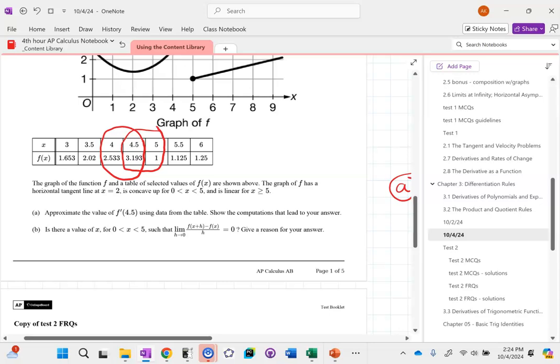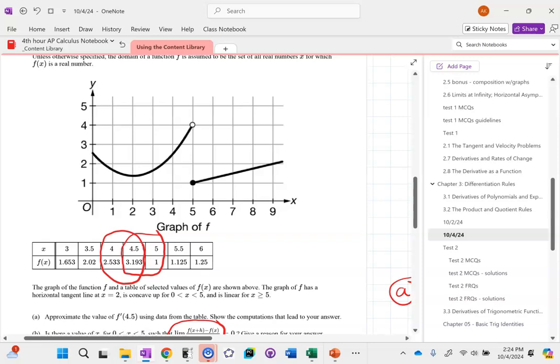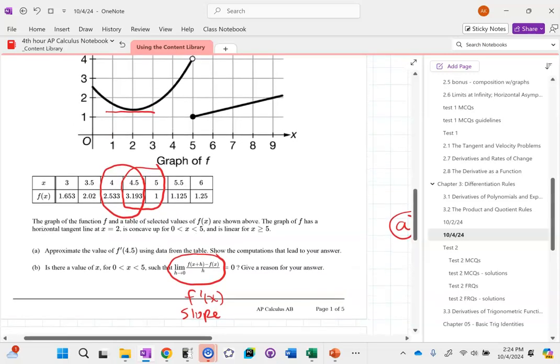Part B, it says, is there a value of x from 0 to 5 such that the limit as h approaches 0 of f of x plus h minus f of x all over h is equal to 0? Give a reason for your answer. When I see this, what do you see here? That's the derivative of f of x, right? When we think derivative, we think slope. So if I look at the graph, where is the slope equal to 0? So that's what I would say.